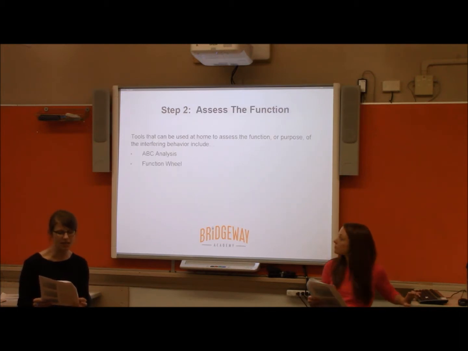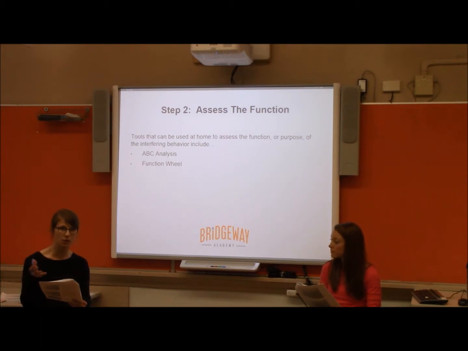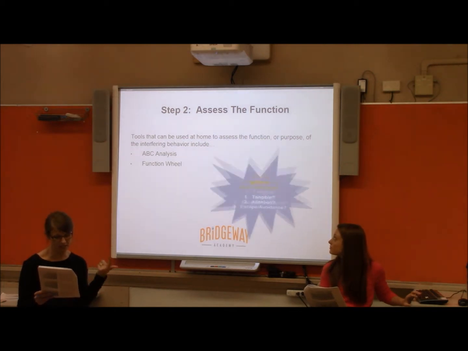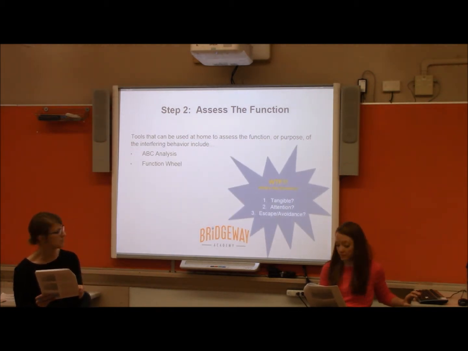So once the interfering behavior is identified and we know what we want to change, the second step is to assess the function. Tools that can be used to assess the function or purpose of the interfering behavior are the ABC analysis, the ABC chart that you have, and then a function wheel that we'll be talking about in a little bit. But consider, what's that function? Tangible, attention, escape, or avoidance.